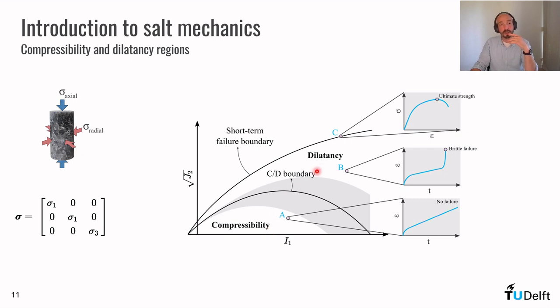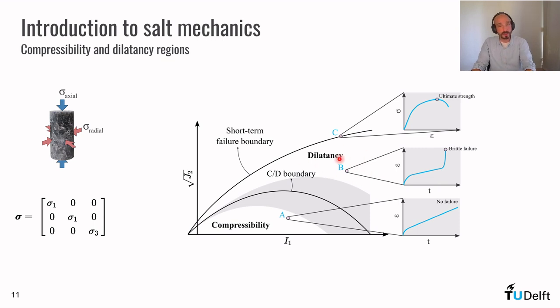But if we are in the dilatancy region, then surprisingly, the volume of that sample starts to increase again. And the reason it increases is because in the dilatancy region, the salt rock starts to accumulate damage. You start to create cracks inside the rock, and those cracks produce space, so the volume increases, and those cracks are precisely what cause tertiary creep. So when we have unstable growth of those cracks, we have tertiary creep, and this happens in the dilatancy region.